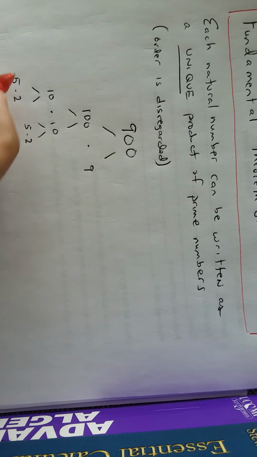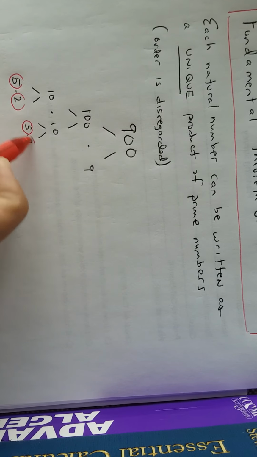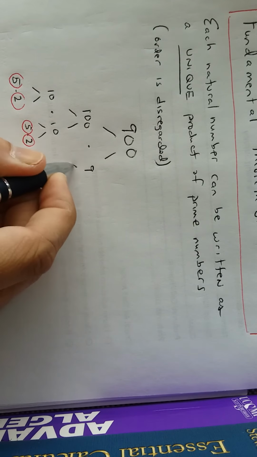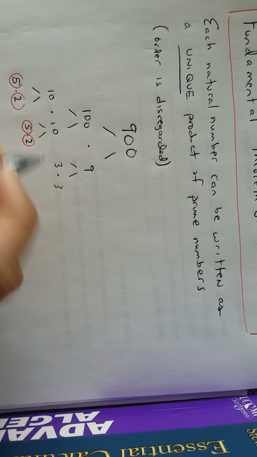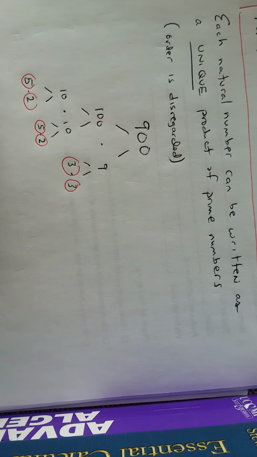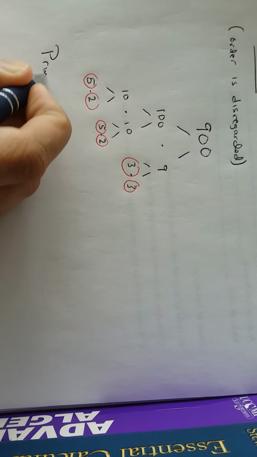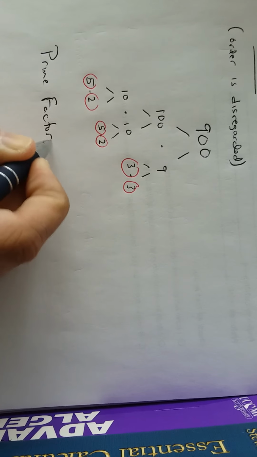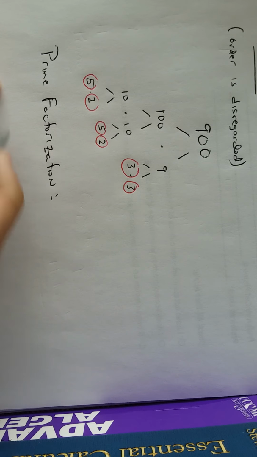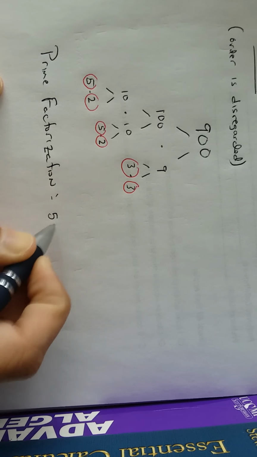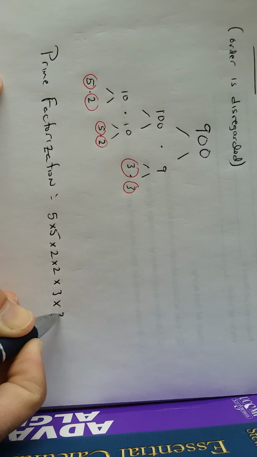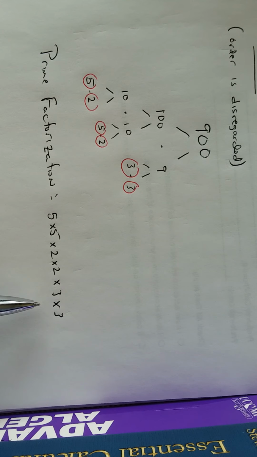And now these are all prime numbers, so what I'm going to do is circle them. And we're done on that part of the tree. And now we're going to look at 9 because 9 is not prime. That is 3 times 3. And now these guys are prime. So the prime factorization is essentially just the way of writing this unique representation. So I'm just going to write out all the numbers I have first. So I have 5 times 5 times 2 times 2 times 3 times 3. There's your unique product of prime numbers.